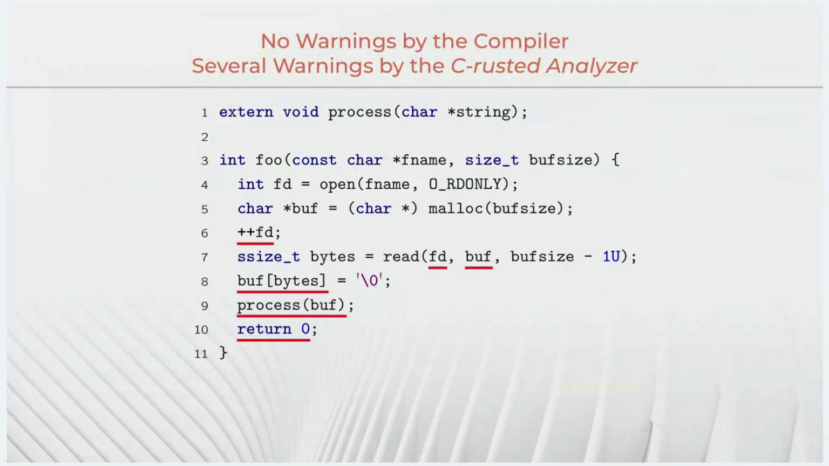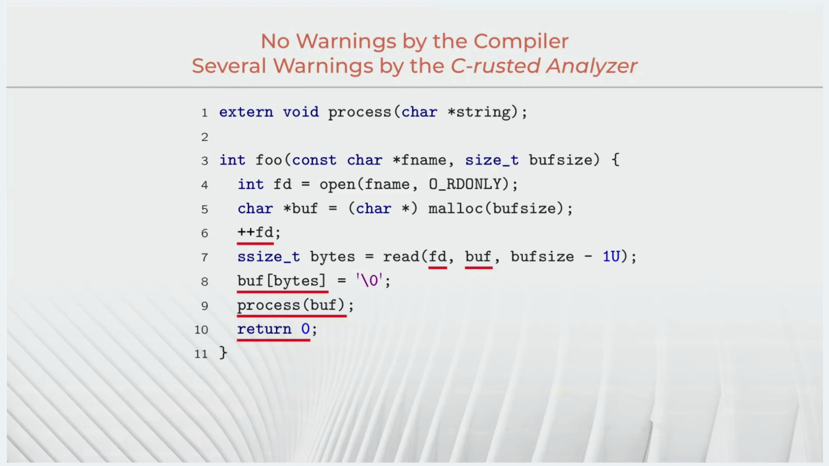Here we have a piece of C code, which a compiler like GCC will happily digest without giving a warning, even if you enable basically all warnings. In contrast, if you process this small source file with a C-Rusted analyzer, it will give you several warnings. Let's see some of them. So first of all, the POSIX open function, which is used to open a file, in this case for reading, returns an int. And this integer might be -1 in case open fails, maybe because the file is not there or for any other reason.